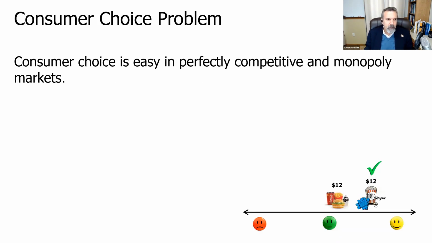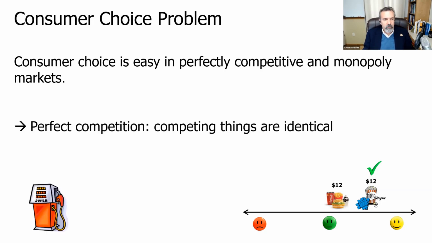Now, in perfectly competitive markets, in monopoly markets, consumer choice is easy, right? Because in perfect competition, the goods are all the same. We use the term homogeneous. The attributes are all the same, the prices are the same. So if you've got 87 octane gas, it's the same as any other 87 octane gas. It doesn't matter. They're identical. Now, be careful, because when you go to buy gas, you sometimes have preferences, right? You go to this gas station versus that one.